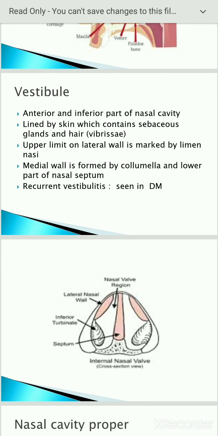Here let us also show its clinical importance, that whenever patient gets recurrent vestibulitis, which is more commonly seen in patients with diabetes mellitus, that is due to scratching of nose and infection of hair roots or vibrissae lying in the vestibule, which causes hair root infection, and it is known as vestibulitis.